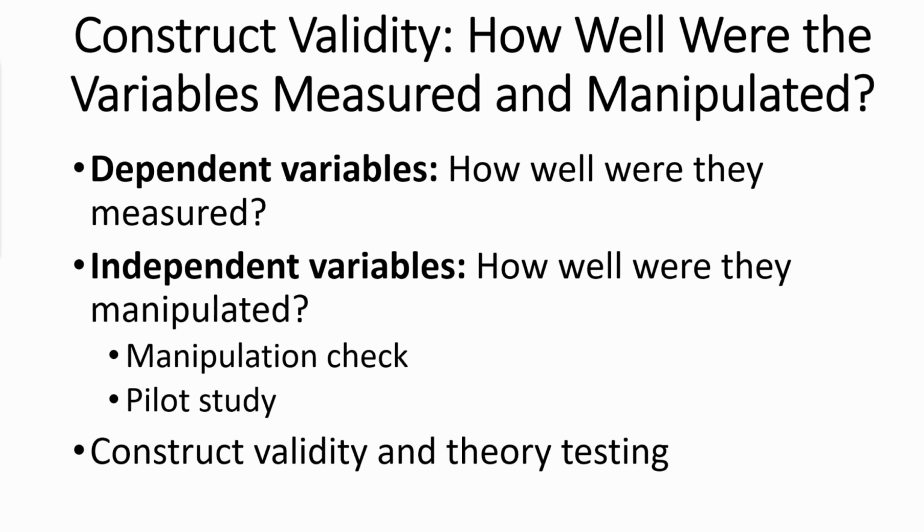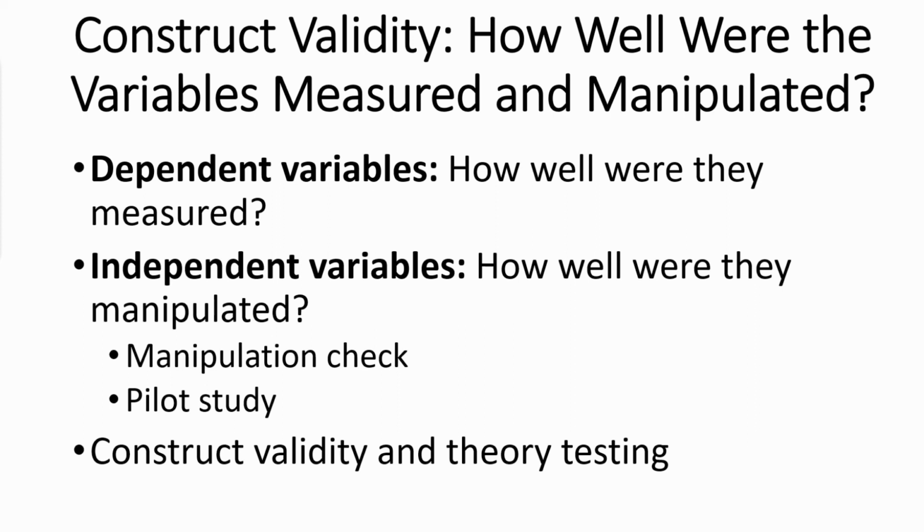So let's start with our construct validity. And so we're asking, how well were the variables manipulated and measured? This one is a little bit different than what we're used to because we're not just caring about how well they were measured. Now we're introducing the fact that some of our variables are manipulated. So dependent variables, that's old hat. That's stuff we've talked about before, where we can ask about how well that dependent variable or variables were measured.